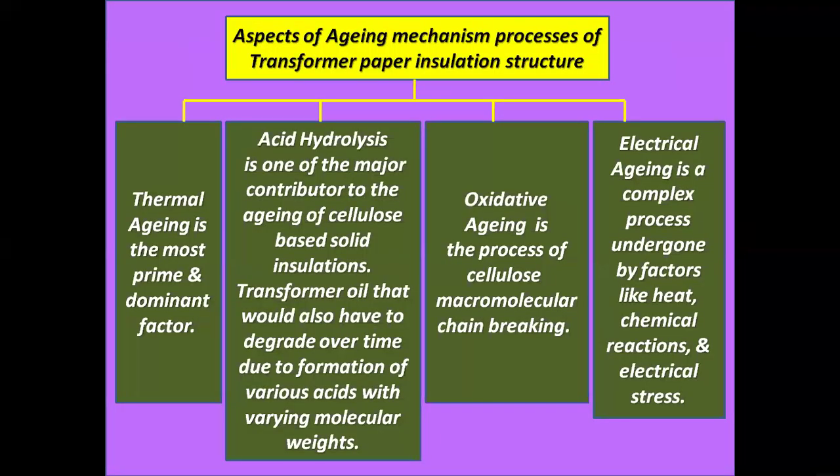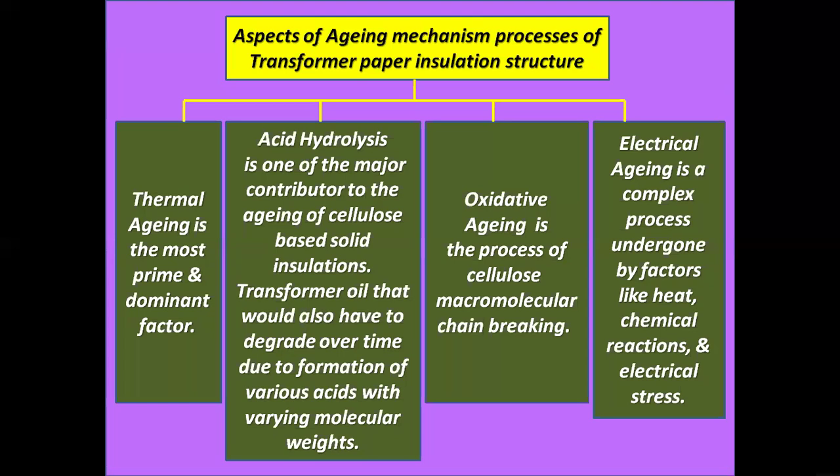Now, aspects of the aging mechanism processes of the transformer paper insulation structure. 1. Thermal aging is the most prime and dominant factor. Again, I repeat, thermal aging is the most prime and dominant factor. Acid hydrolysis is one of the major contributors to the aging of cellulose-based solid insulation. Transformer oil also degrades over time due to the formation of various acids with varying molecular weights.